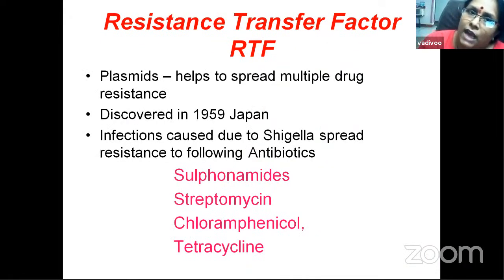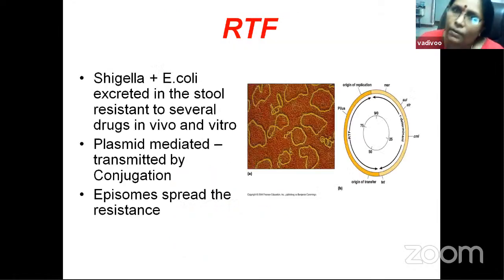And then what is RTF? It is resistance transfer factor. These are the plasmids which help to spread multiple drug resistance. This was first discovered in Japan, in Shigella, with spread of resistance to antibiotics like sulfonamides, streptomycin, chloramphenicol, and tetracyclines. Okay. So this is the RTF factor structure, which I have told you.